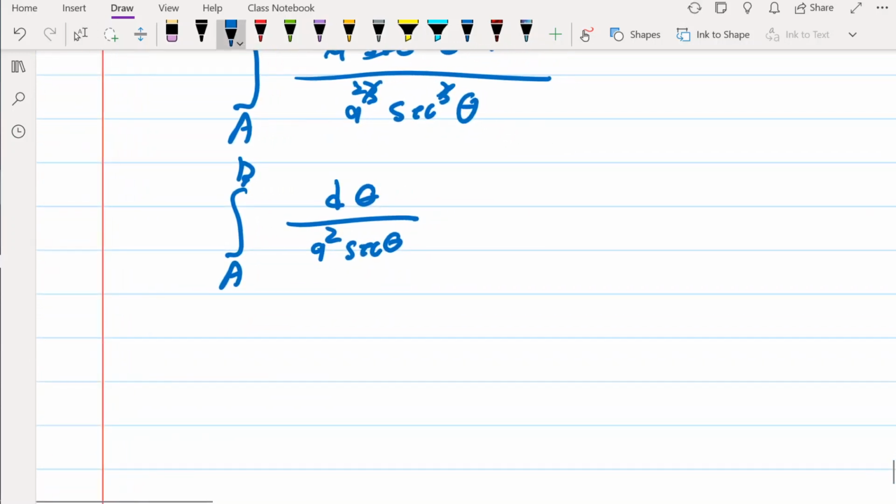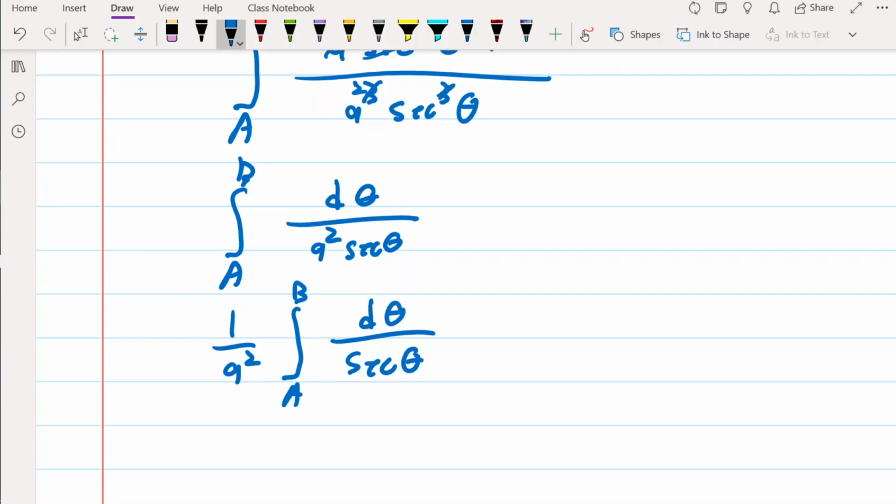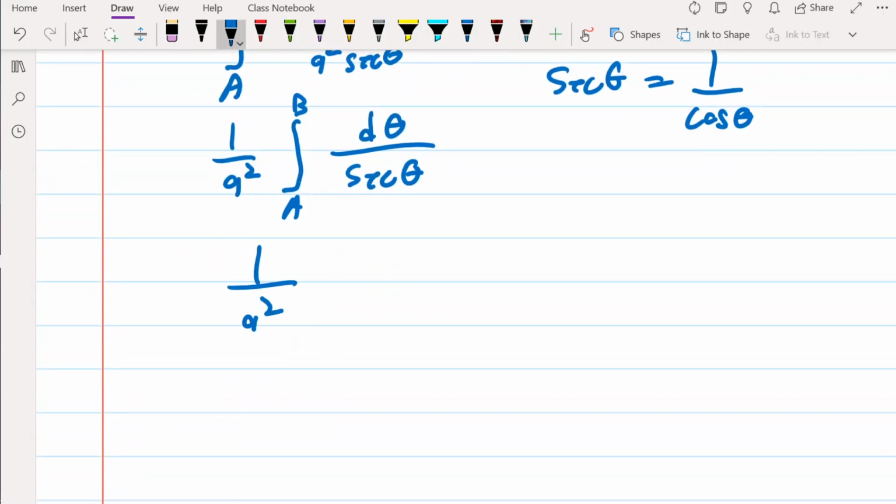From here, as a is a constant, we can take 1 over a squared out, and it's going to be from alpha to beta of d theta over secant theta. Now secant theta equals 1 over cosine theta, so we're now going to have 1 over a squared times the integral from alpha to beta of cosine theta d theta.